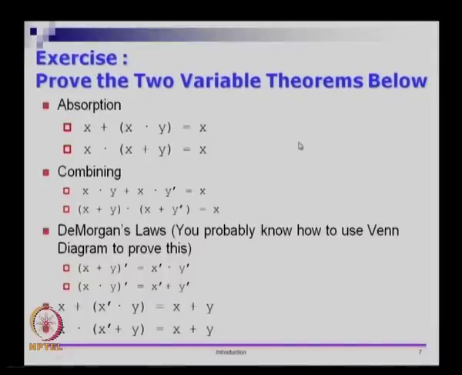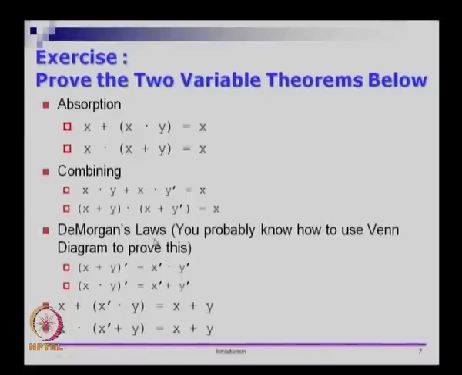So let us look at a few exercises. This is something that I want you to do later, so I am not going to teach this, but I suggest that you go and prove this later. So we have the absorption laws, the combining laws, and the De Morgan's laws. I suggest that you prove it either using Boolean algebraic techniques or at least using truth tables. Once you get comfortable with truth tables, maybe you can move to algebraic techniques, but it gets easier as you go along.